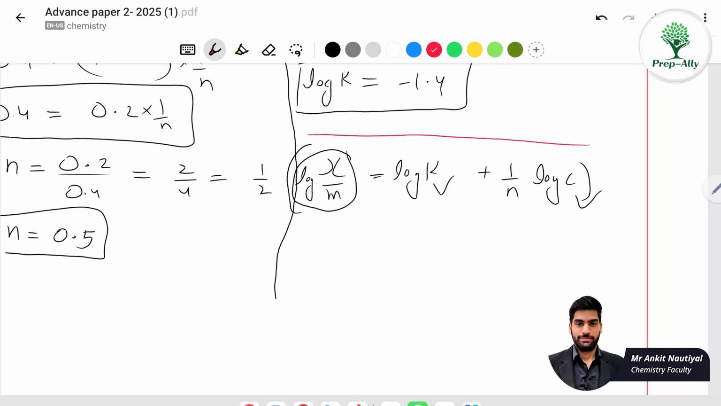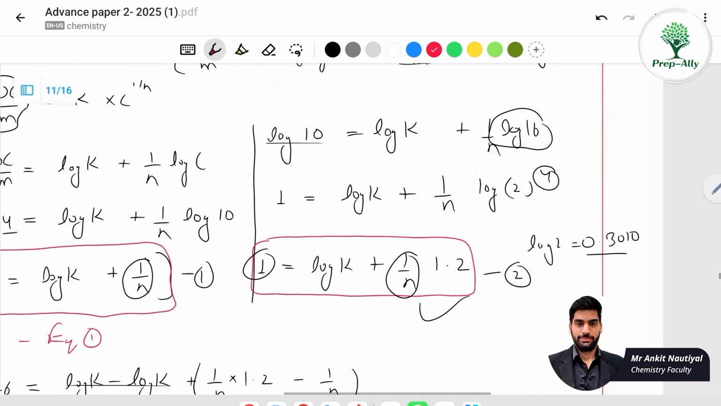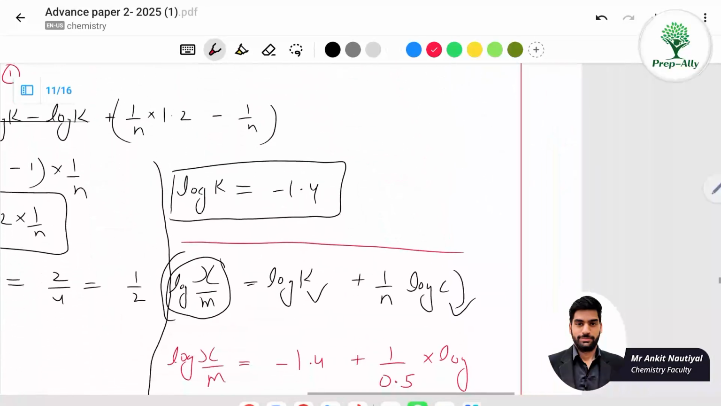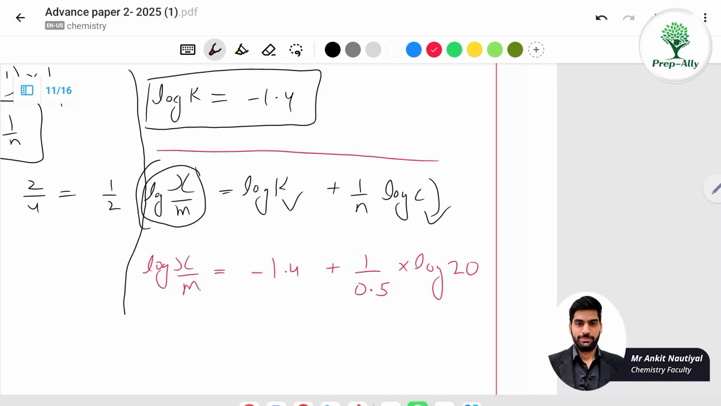So log x upon m will be log k, and we know the log k value is minus 1.4. We can directly put the value minus 1.4 plus 1 upon n. So we now know the value of 1 upon n is 0.5, 1 upon 0.5 multiplied by log C, and the new concentration we can see here in the question, that is 20 milligram per gram. So we can directly write log 20.